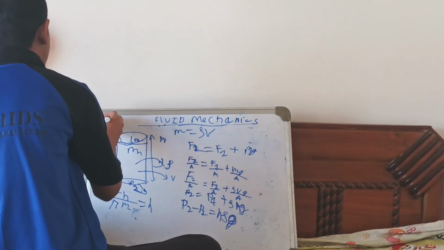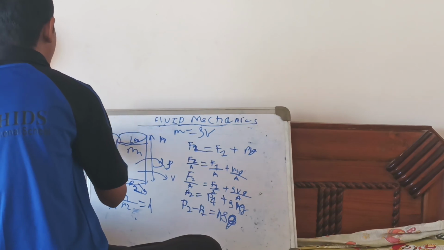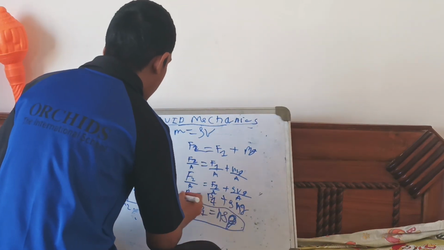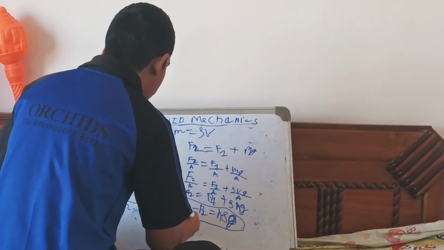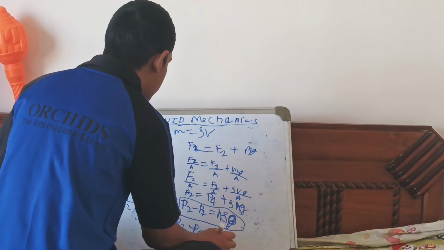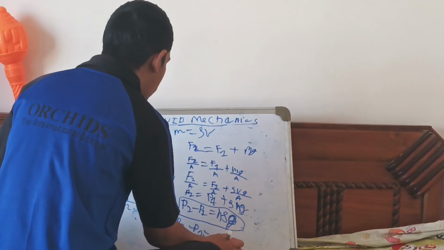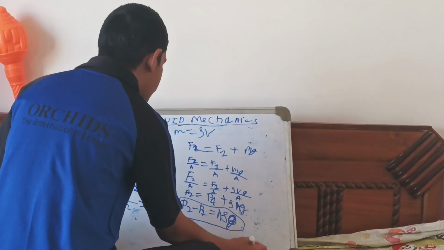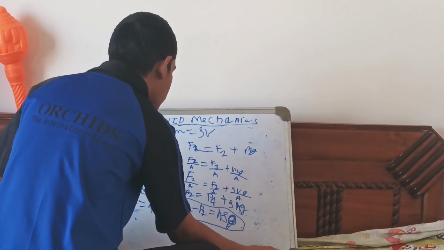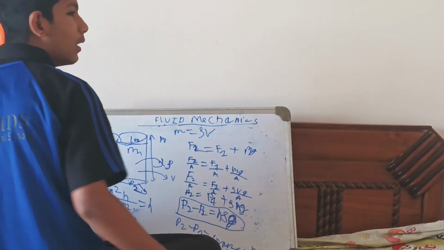And this concept is known as gauge pressure. P2 minus P1 is also called gauge pressure. I hope you understood this class.